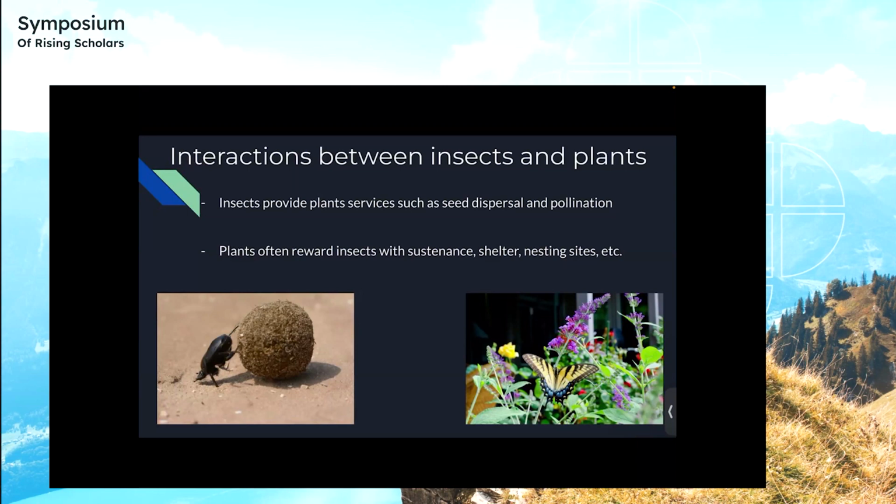So if you look in the bottom left, there's a picture of a dung beetle, and essentially what's going on there is there's seeds in the dung, and the dung beetle rolls it around, essentially dispersing the seed for the plant, while it in return eats the dung for food.